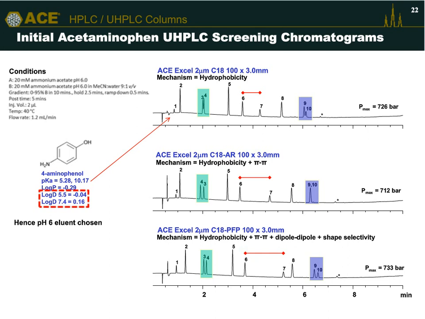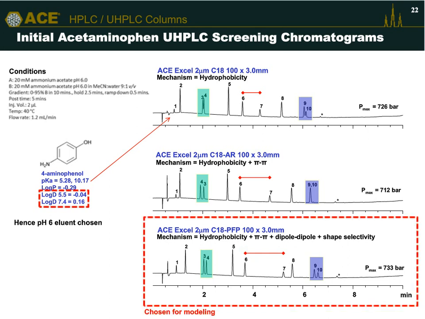Now, based on this initial screening data, we decided to choose the C18PFP for further work. At this stage we're fortunate enough to have modelling software available to us, so we can do some modelling. But actually the separation given by the general screen on the C18PFP is not bad at all. As you can see, we've just about got separation of most of those compounds. It wouldn't take much for us to optimize that to get full separation.